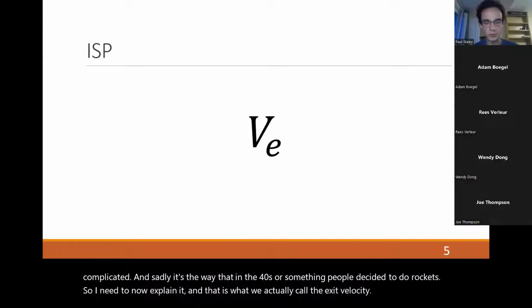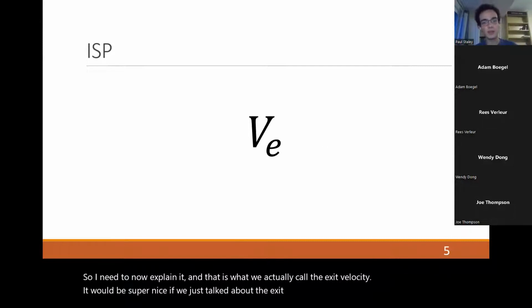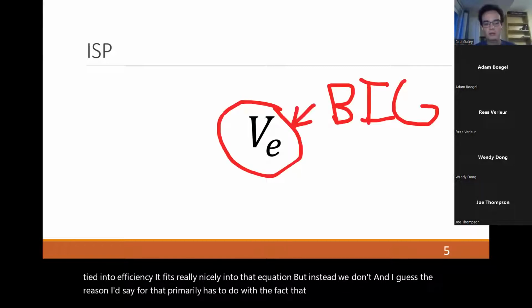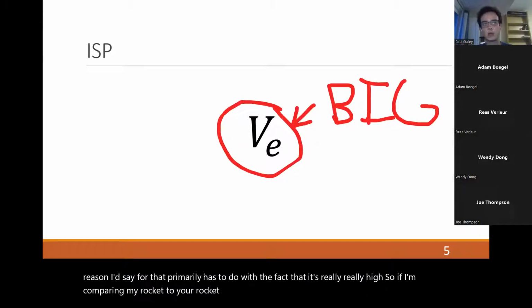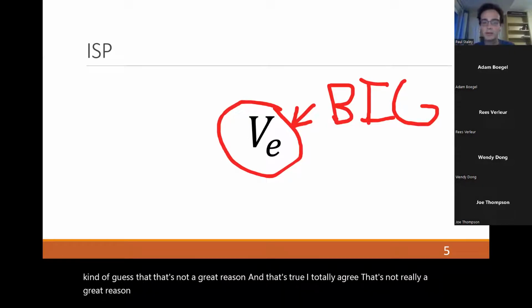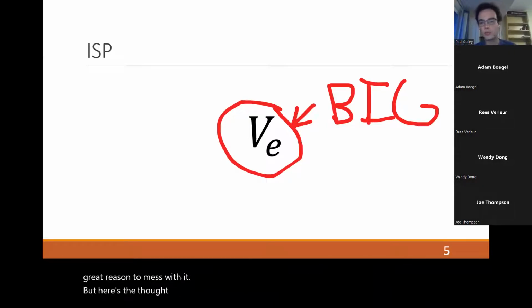It would be super nice if we just talked about the exit velocity, because like we discussed, it's all tied into efficiency. It fits really nicely into that equation, but instead we don't. And I guess the reason I'd say for that primarily has to do with the fact that it's really, really high. So if I'm comparing my rocket to your rocket, it's difficult to work with really big numbers. And I get that that's not a great reason, and that's true. I totally agree. That's not really a great reason to mess with it. But here's the thought. Exit velocities are really big. Let's work with something a little more manageable.